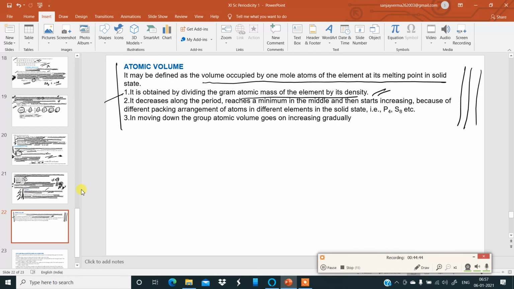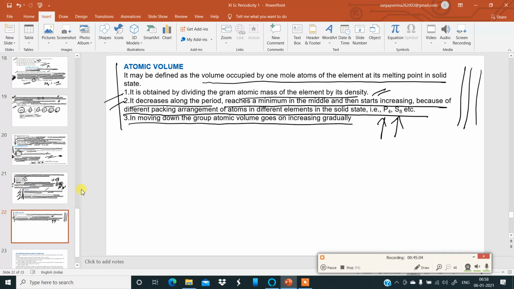The atomic volume decreases along the period, becomes smaller in size, reaches a minimum in the middle, and then starts increasing because of different packing arrangement of the atoms in different elements in the solid state. For example, P4 tetraatomic, S8 octatomic. In moving down the group, atomic volume goes on increasing gradually.